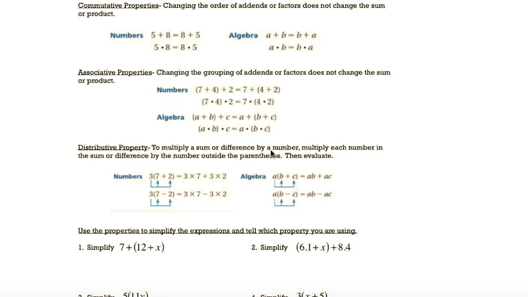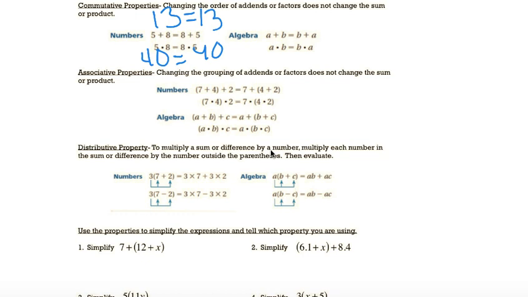So if I do 5 plus 8 in the example here, I get 13. If I do 8 plus 5, I still get 13. If I do it with multiplication, 5 times 8 is 40, which is also equal to 8 times 5, which is 40. So basically you can change the numbers' order and still get the same answer. This usually only works with addition or multiplication. It doesn't really work with subtraction or division.